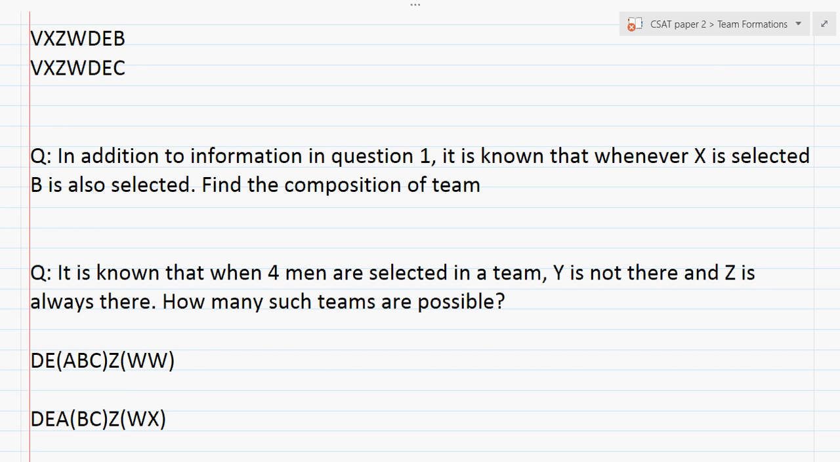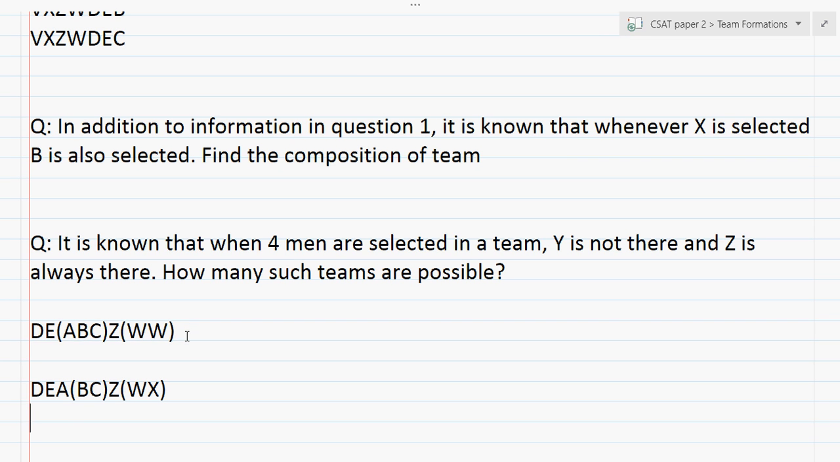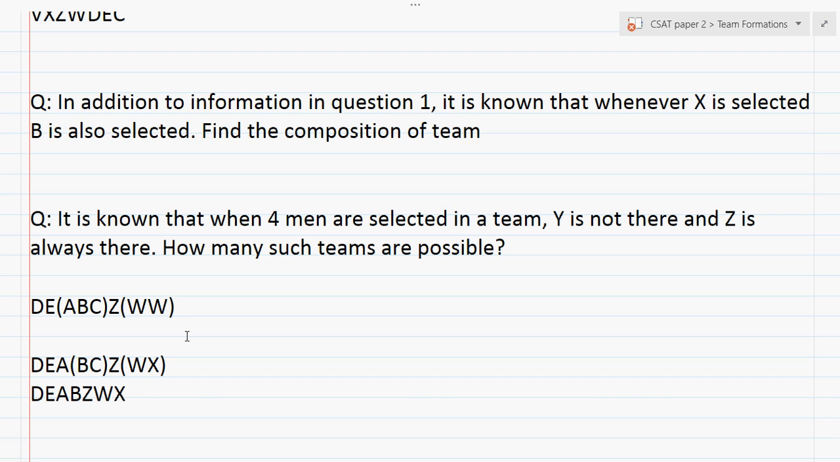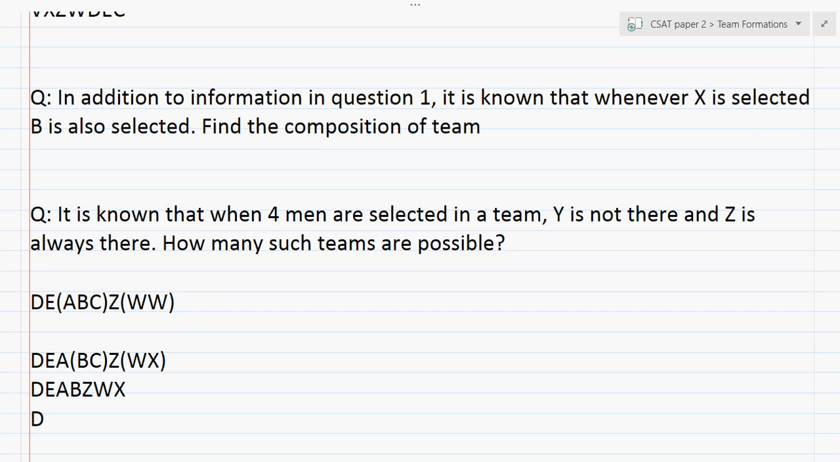So the team composition can be D, E, A, B, Z. So both W and X have to be taken, right? So this is one. The other could be D, E, A, C, W and X. So these are the 2 teams when A is selected.